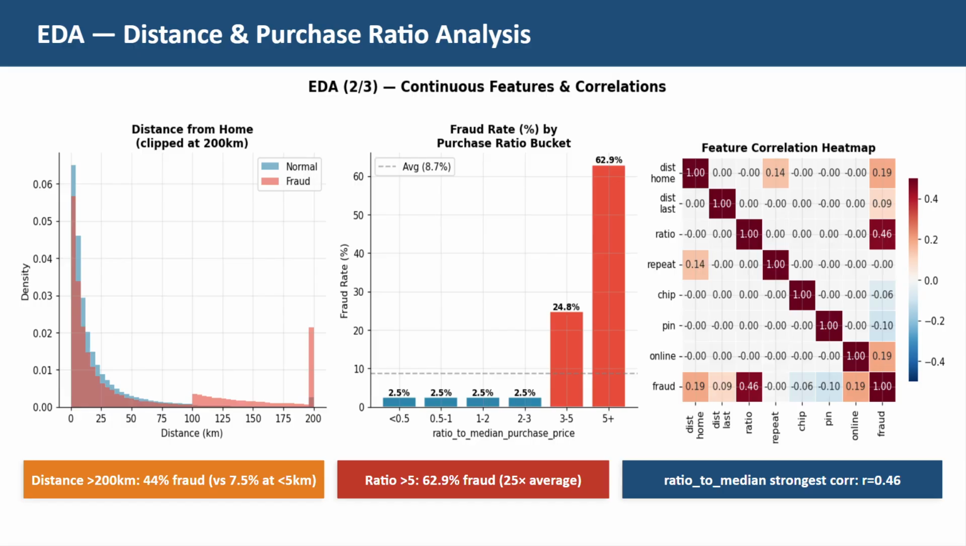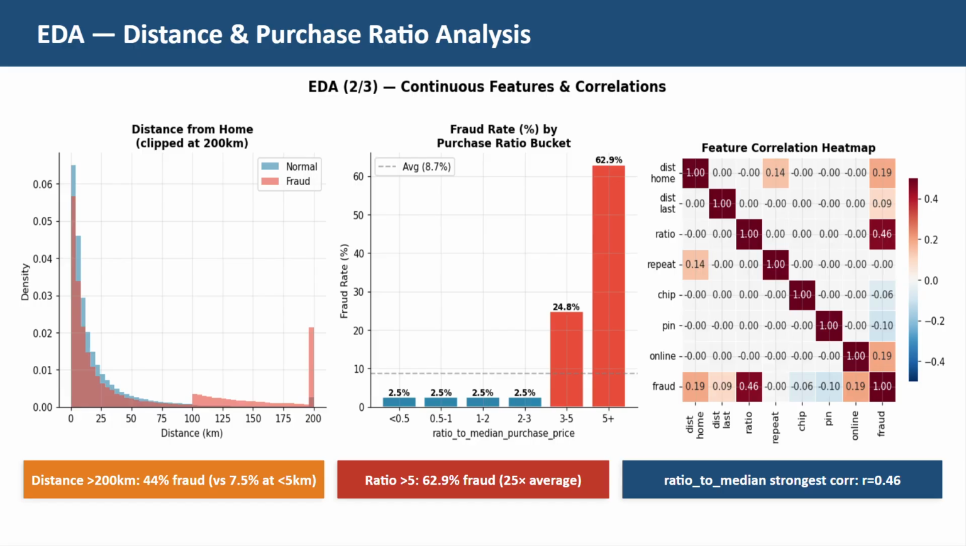As for the fraud rate by the purchase ratio, we can see that if the purchase ratio is 5 times the normal purchase, it's very likely to be fraud, which makes sense. If the transaction behavior isn't similar to your normal transactions, then it's very likely to be fraud made by somebody else.